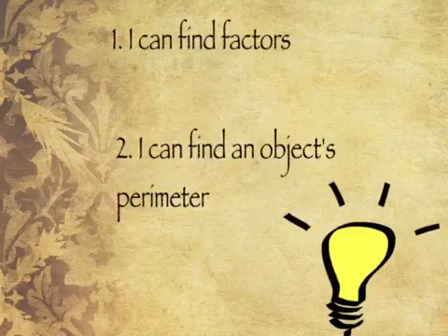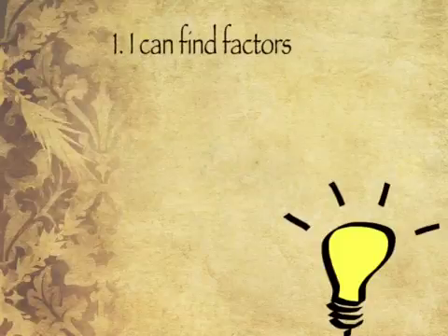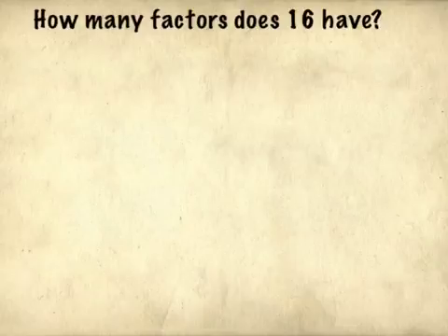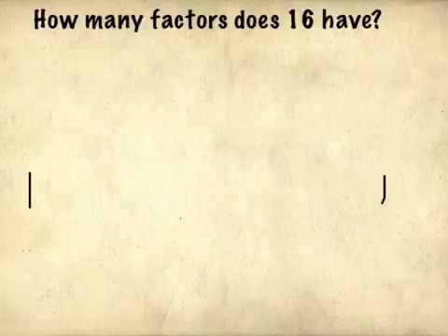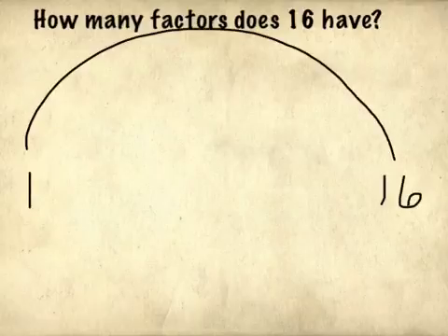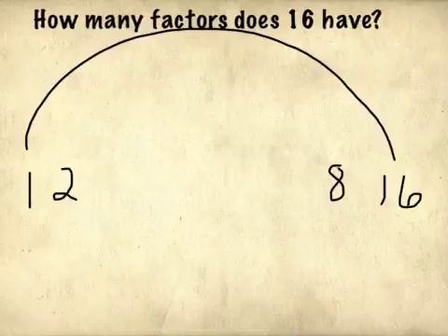Today we're going to review how to find factors and perimeter. And we'll start with a review of factors. If a question asks me how many factors a number has, in this case 16, I'm going to make a rainbow. I'm going to start with the two outside numbers, so obviously 1 times 16 is going to give me 16. Next, I'm going to try 2. Can I do anything times 2 to equal 16? Yes, 2 times 8 is 16.